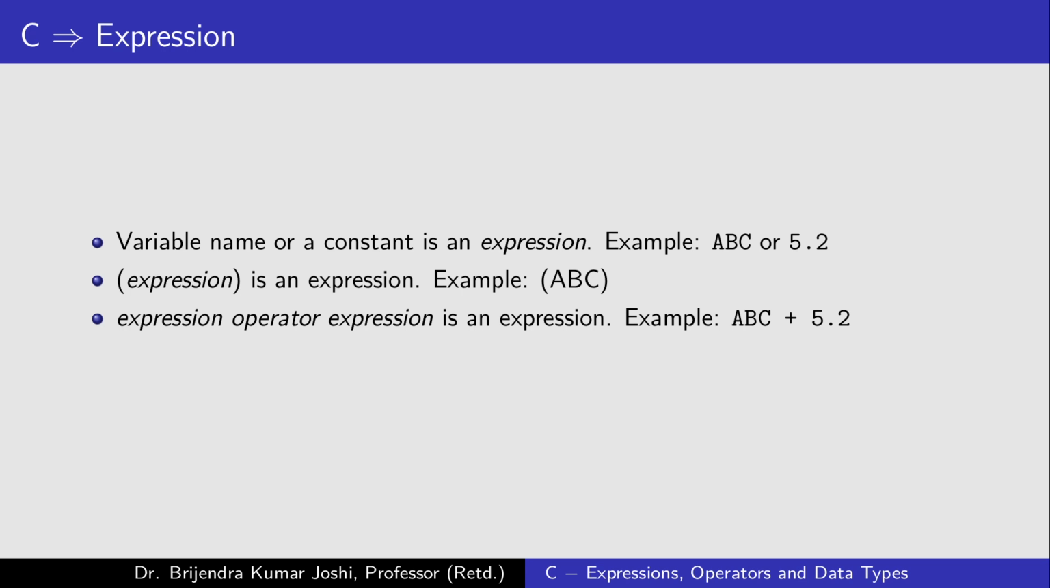Now the expressions. Any constant is an expression, or a variable name is also an expression. For example, ABC. ABC might be a variable of any type. If it is written just ABC, it means it is an expression or some numerical value, maybe 5.2. Next is expression enclosed within parentheses. Any expression enclosed within a pair of parentheses is also an expression. Example, some ABC expression which is enclosed within parentheses. This is also an expression.